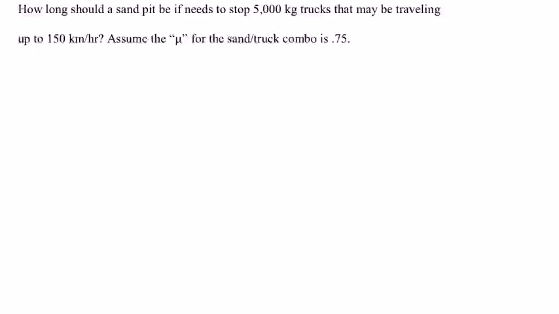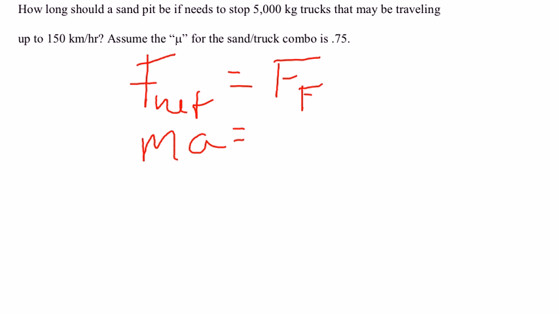So the first thing we got to do is figure out, again, what's happening. So net force is equal to, well, there's no force applied. Nothing is pulling the truck. The only thing happening to it is friction. So force of friction on this side. So MA is equal to mu mg.